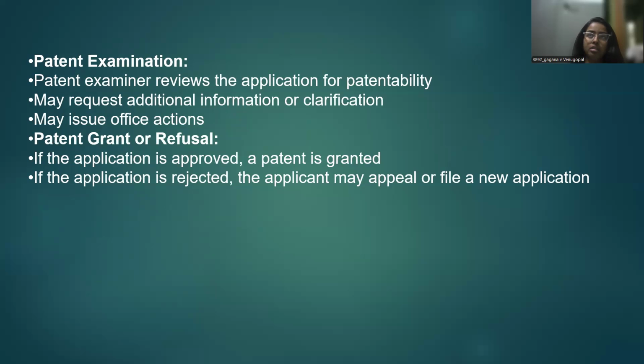The officer just examines your patent application, checks that everything is new and you have not copied from anyone. The patent examiner reviews the application for patentability, and may request additional information or clarification. Obviously, there would be many questions in the mind of the patent examiner as well. So they would come and request additional information, and it is very necessary that you provide the required additional information or clarification. They may issue office actions. And then next, patent grant or refusal.